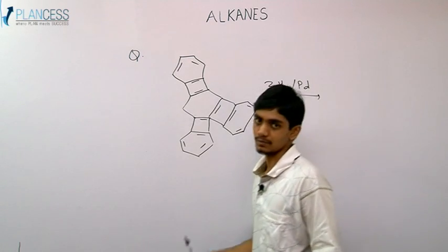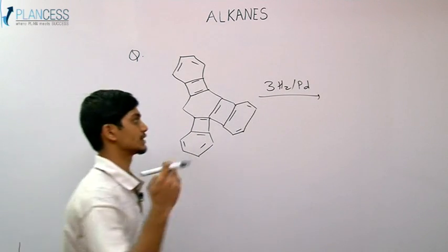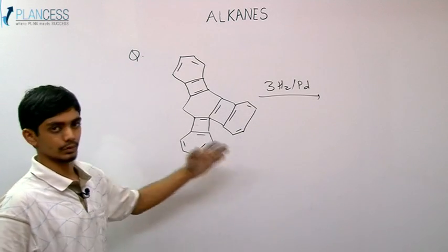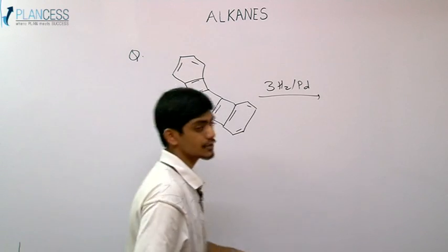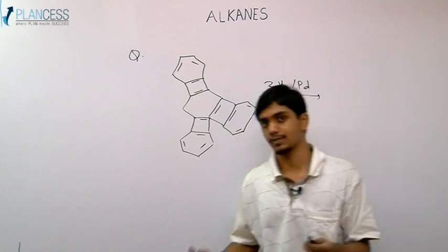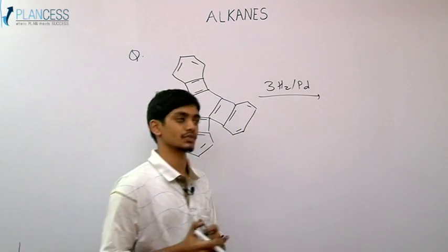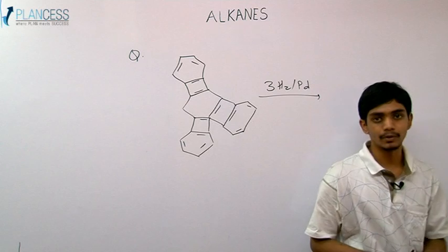Now which double bonds will be hydrogenated? So that is exactly the question. You have to tell me what is the product over here. Which double bonds are hydrogenated and what is the final product. How do you decide it? You decide it definitely based on the structure of the final compound.